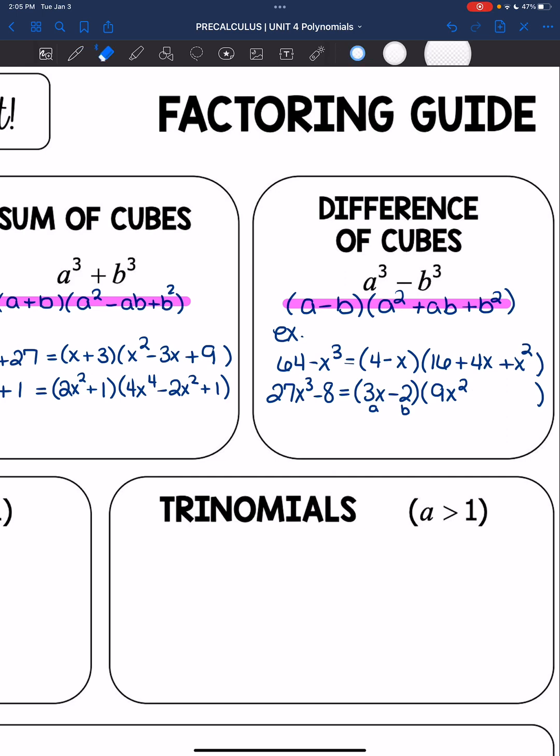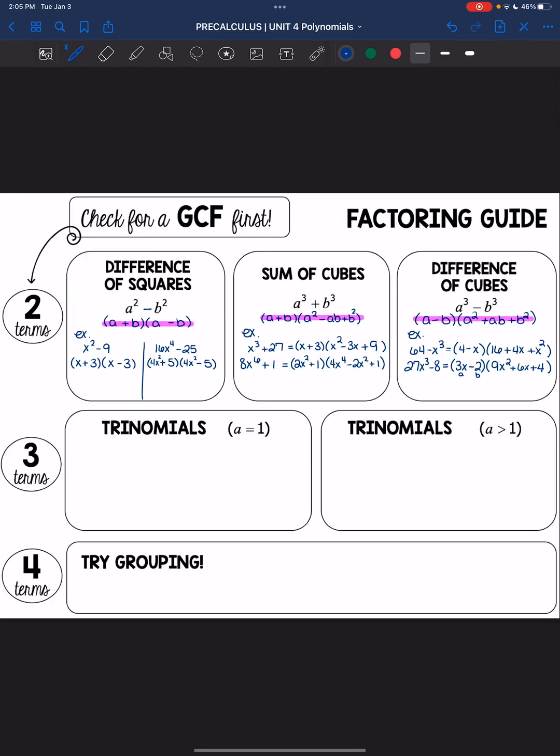Then I can just look at my format and say, okay, well, in my trinomial here, I need to take my a and square it, so that's going to be a 9x squared. Now multiply them together. Oops. When I multiply them together, my a and my b, that's going to be a plus 6x. Make sure that you are adding in between. And then lastly, take that b value and square it. That's going to be plus 4.